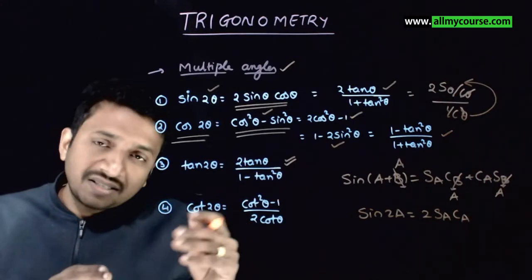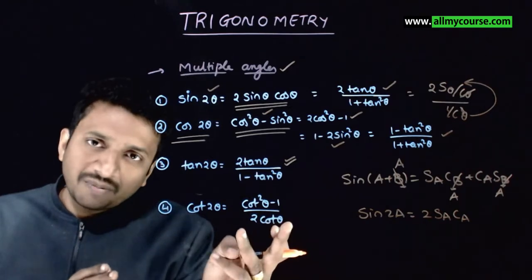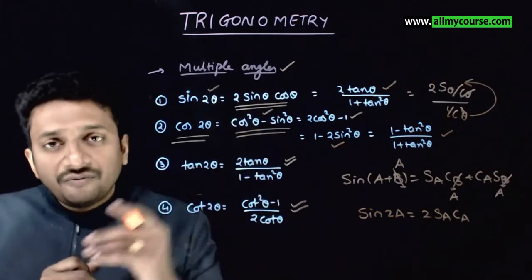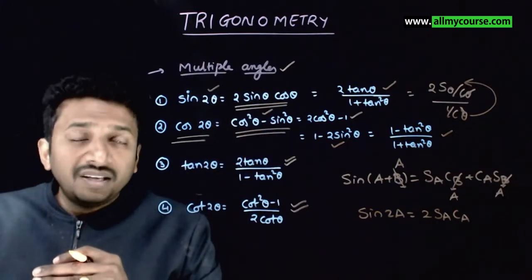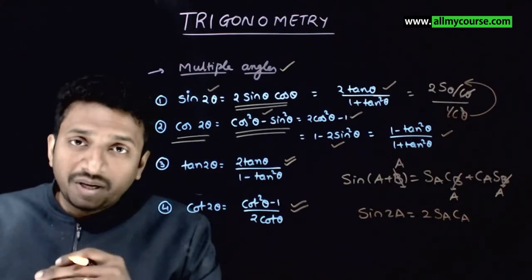And cot 2 theta is cot a cot b minus 1 by cot b plus cot a, right? So this becomes cot square theta minus 1 by 2 cot theta. So these are the 4 formulas that you have in multiple angle formulas. Let us go for the next set of formulas in the same topic.